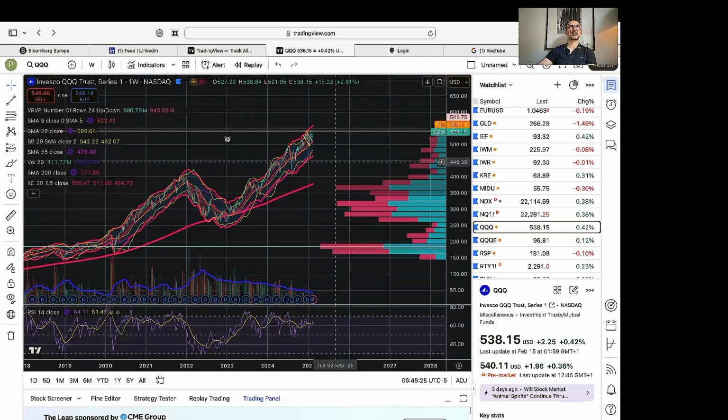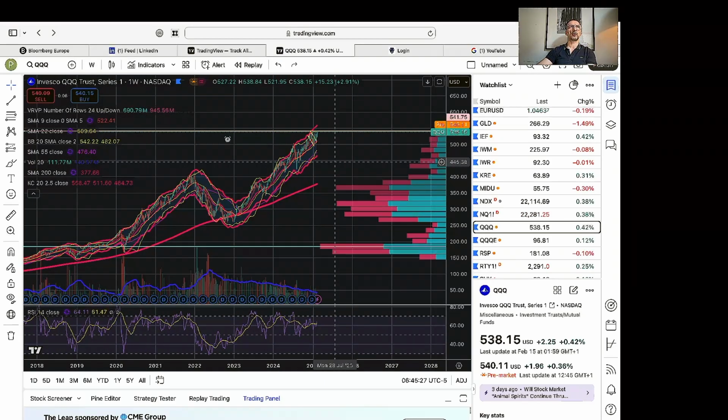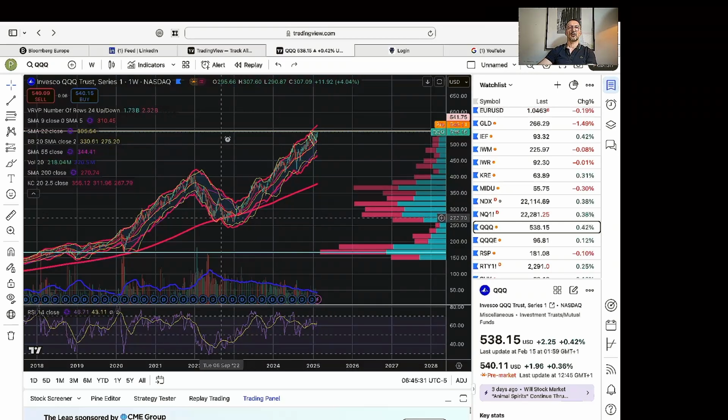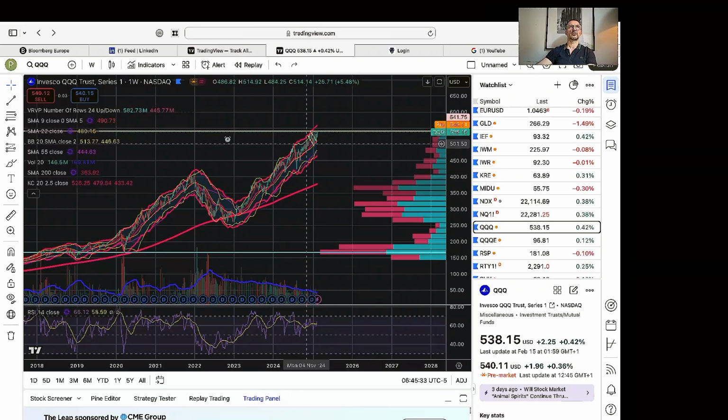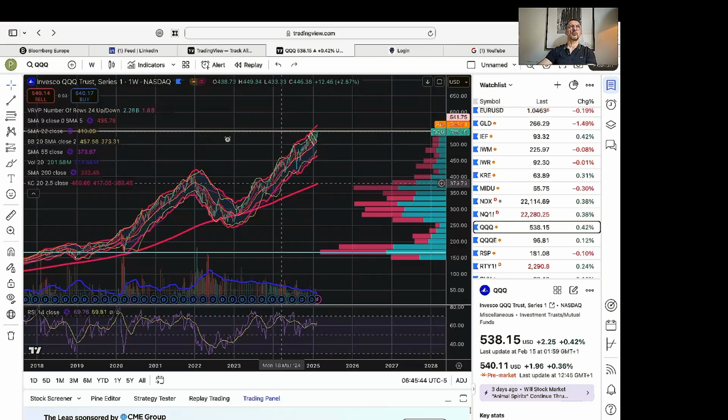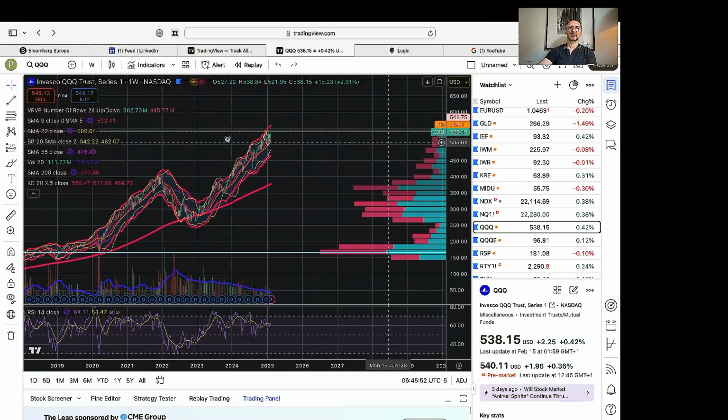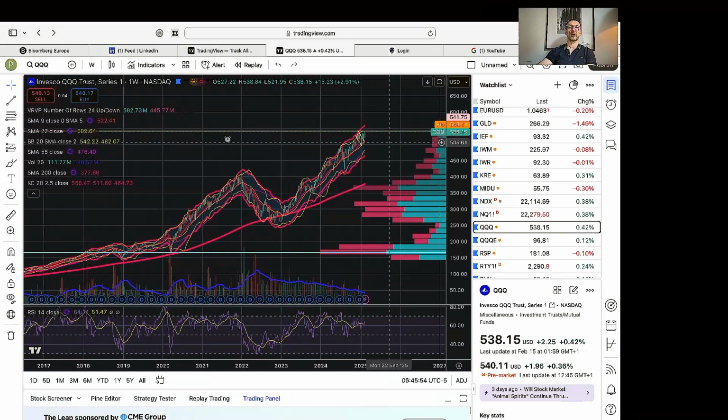RSI divergence suggests a loss of momentum. There is a parabolic rally resembling 2000 and 2021. Of course, this one is very, very sharp. The 2000 and 2021 rallies were extremely sharp as well, and after that, there was a major correction after that sharp rally. The volume profile showed there is weak support above 500. So you need to bear in mind that this volume is extremely low, and that can be very negative for the market.